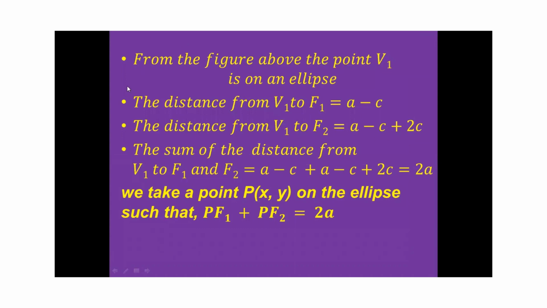From the figure above, the point V1 is on an ellipse. The distance from V1 to F1, as we already mentioned, is a minus c. The distance from V1 to F2 equals a minus c plus 2c. The sum of the distances from V1 to F1 and F2 equals a minus c plus 2c, which equals a. So we take a point P(x, y) on the ellipse such that PF1 plus PF2 equals a.